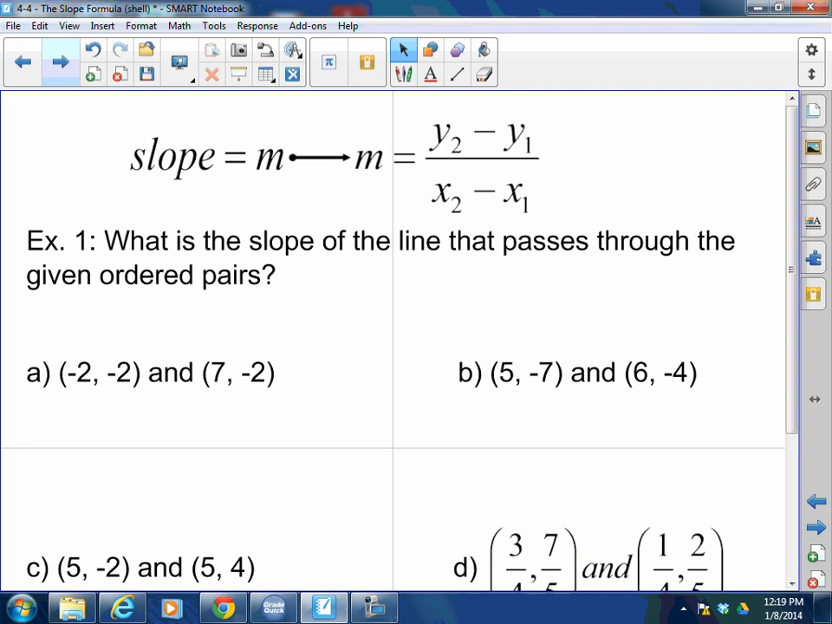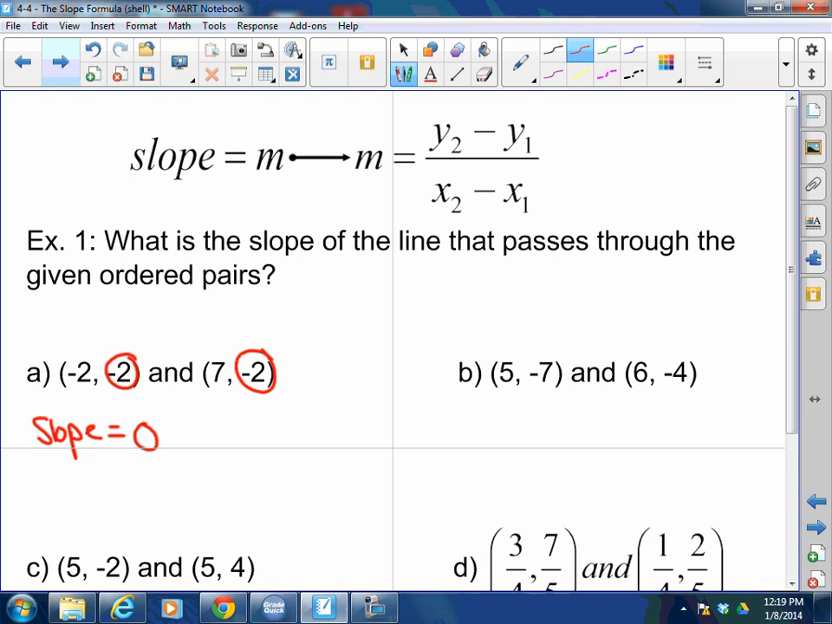What is the slope of the line that passes through the given ordered pairs? Okay, for A, can anyone simply by looking at this, seeing the two ordered pairs, can anyone immediately tell me what the slope is? Immediately right off the bat. No? 0. Yes. Why? When the y's are the same, your slope will equal 0.